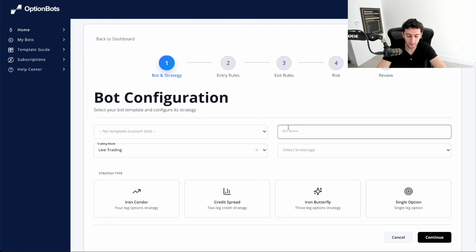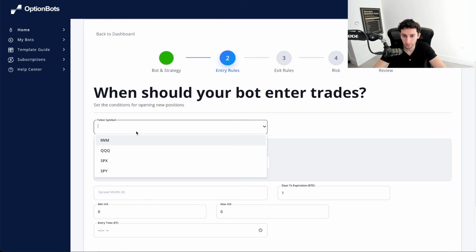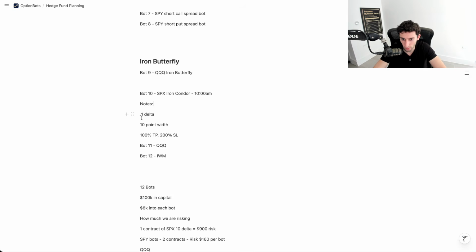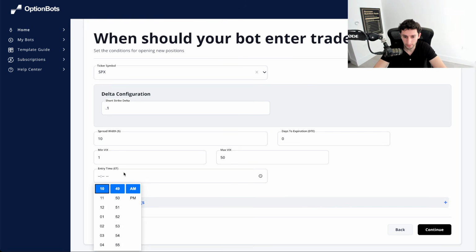All right, so this one's going to be the HF bot 9, and this one's going to be SPX Iron Condor. All right, so we're going to go to Trade Station Iron Condor. So this one's going to be on SPX. If I remember correctly, what we did here, we did the 0.1 delta with a 10-point width. So 0.1 delta, 10-point width. These were 0 DTE. I don't believe we had a min VIX or that, so we'll just keep this at like 50. Probably never going to get to that. And this one we're going to end at 10 a.m. Like so.